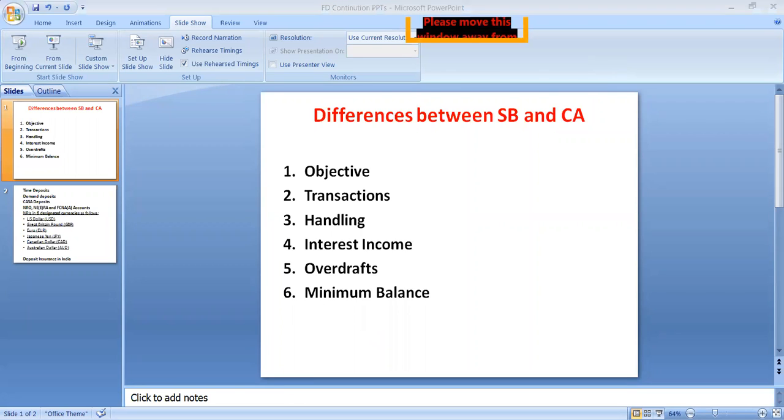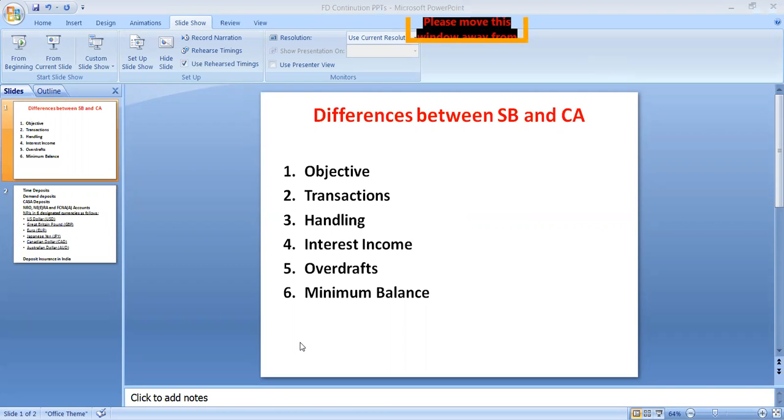In the last session, we have discussed and you have studied the various types of bank deposits, namely savings deposit, recurring deposit, current deposit, and fixed deposit. Correct?